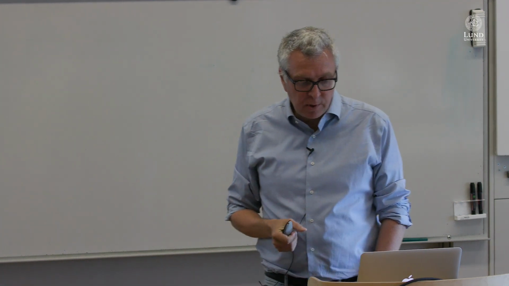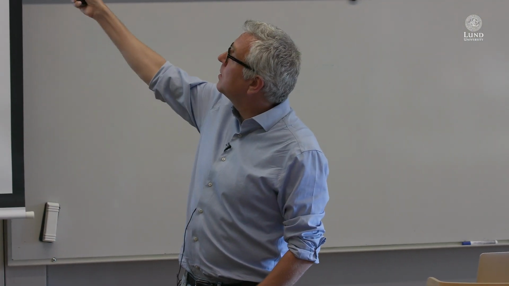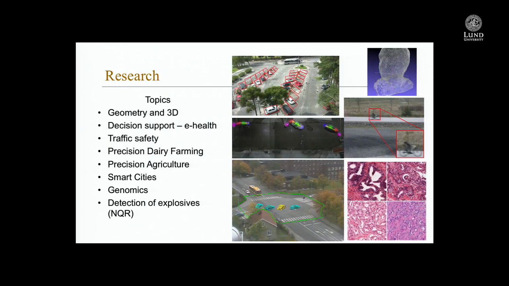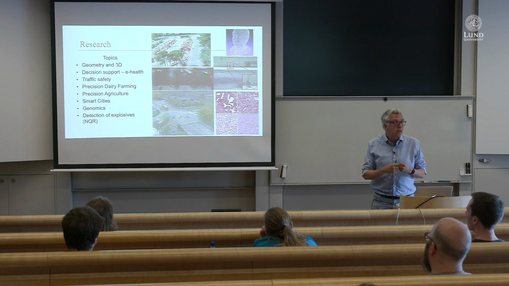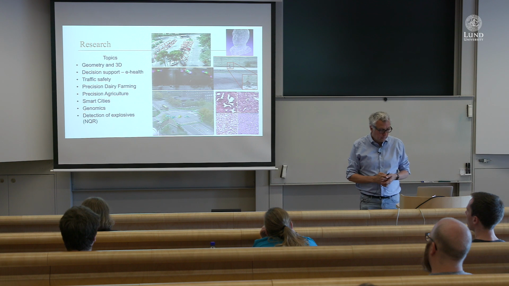The kind of things that we do within computer vision and machine learning ranges from trying to do 3D understanding, 3D modeling from images. It's decision support, e-health. There are questions concerning, say, traffic safety. Can you determine how safe a traffic environment or an intersection is? How many accidents will there be per year? Machine learning to understand questions in agriculture, smart cities, genomics, lots of different questions. Questions where you have lots of data and you have different modeling and machine learning kind of questions on top of that.